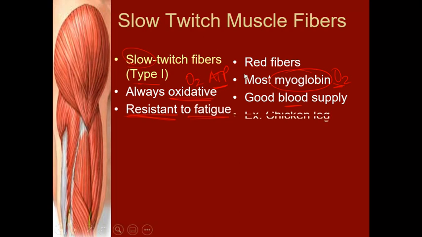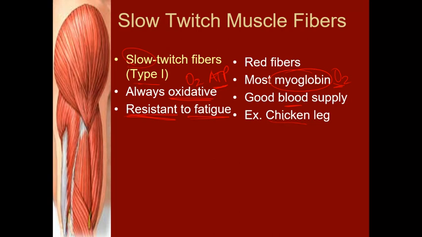A good example of this is the chicken leg. We have raised chickens to be basically big breasts. They're not like other birds. A lot of birds fly a lot, so their breast muscles are much more like this. They're slow twitch fibers. Chickens don't.